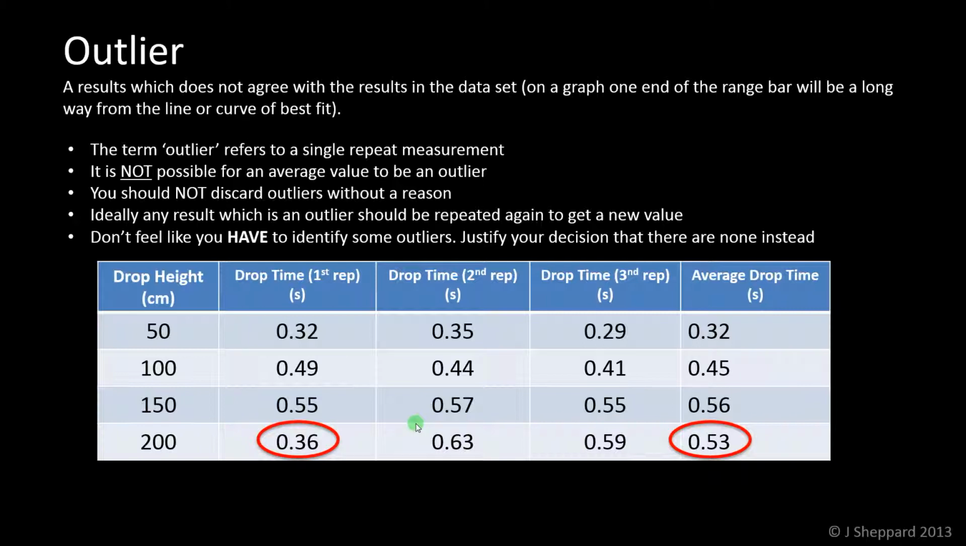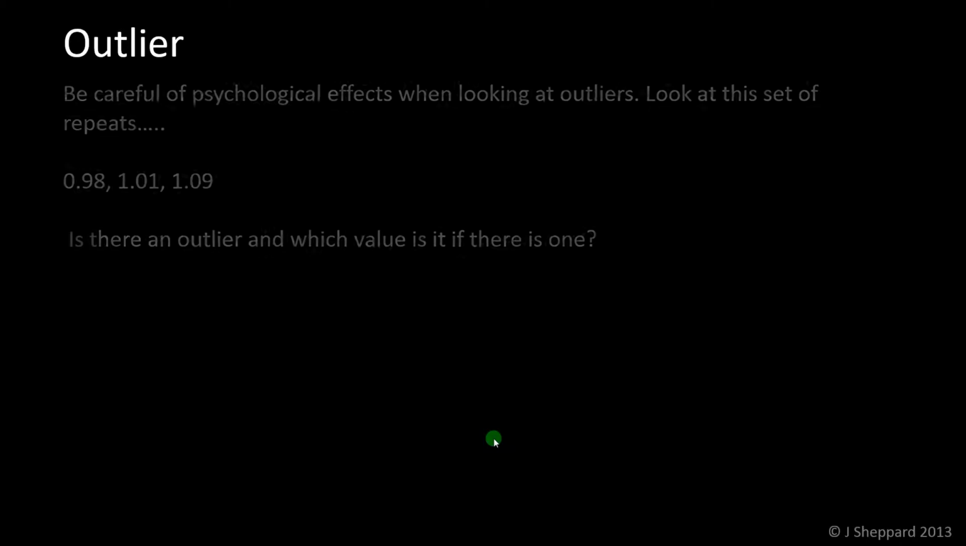So what we should do here is redo the result, and if you redid the result, you might get something like 0.60, which is changed on the table now, and of course that's affected the average, because we've now got the average of these three things. Okay, so you must make sure that you redo the result if you think you've got an outlier, and write down a reason why you think it was there in the first place.